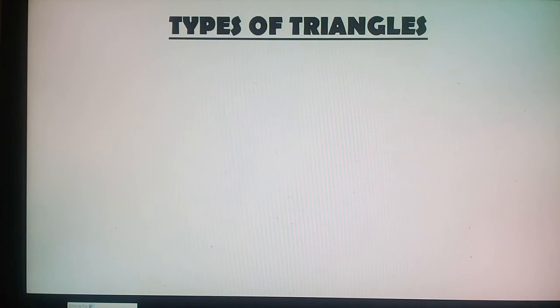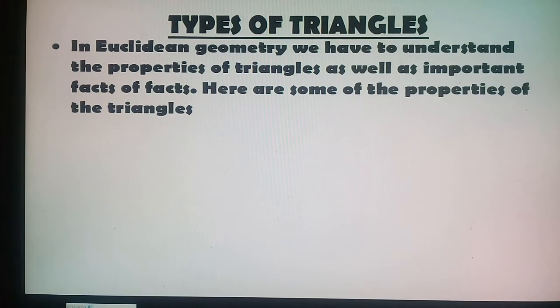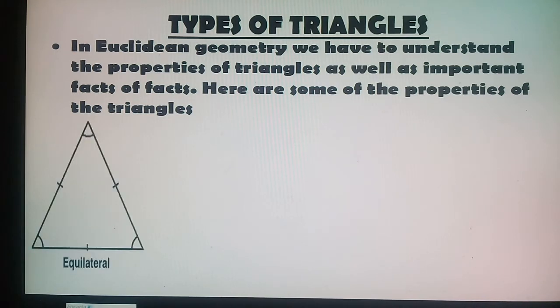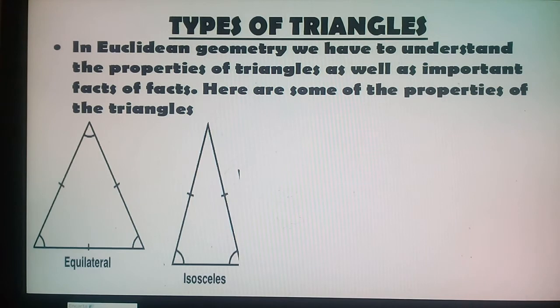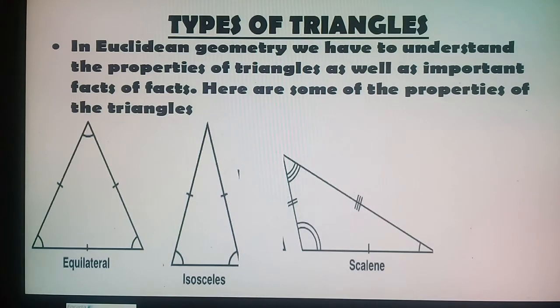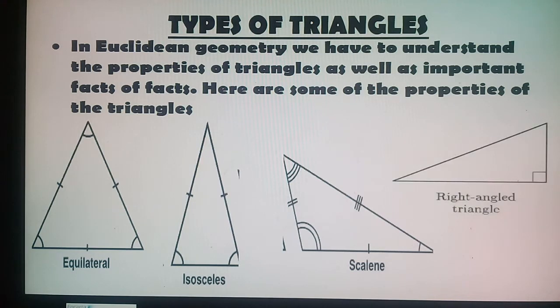Triangles. We have to know the types of triangles in Euclidean geometry, and understand the properties of triangles as well as important facts. Here are some of the properties of triangles that we have to know. Let us remind ourselves: an equilateral triangle has equal angles and equal sides. An isosceles triangle has equal base angles and two equal sides. A scalene triangle has all sides unequal and angles unequal. And a right-angled triangle has a 90 degree angle.